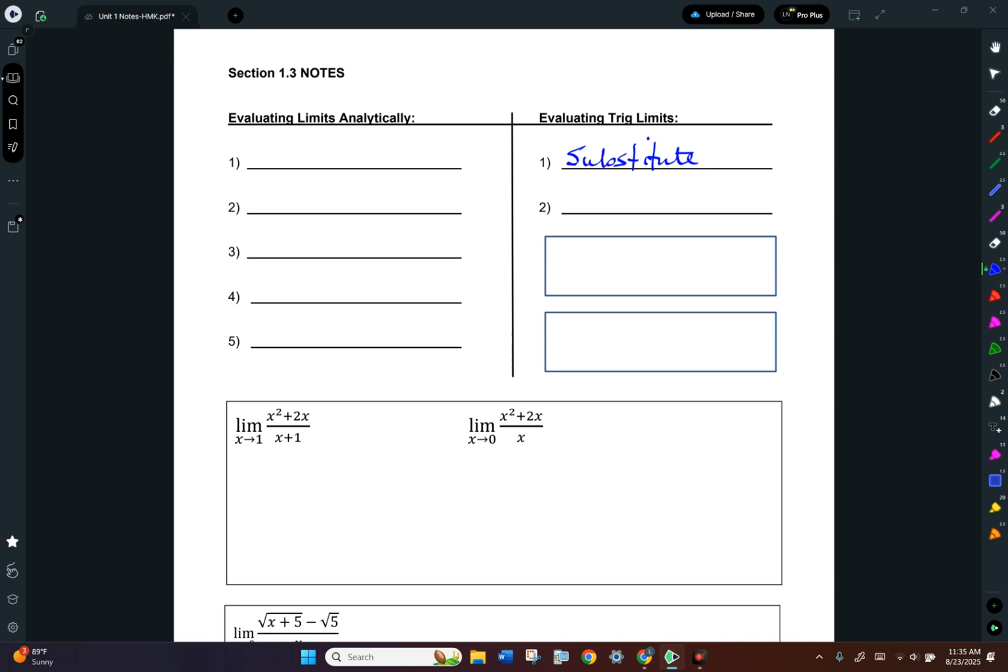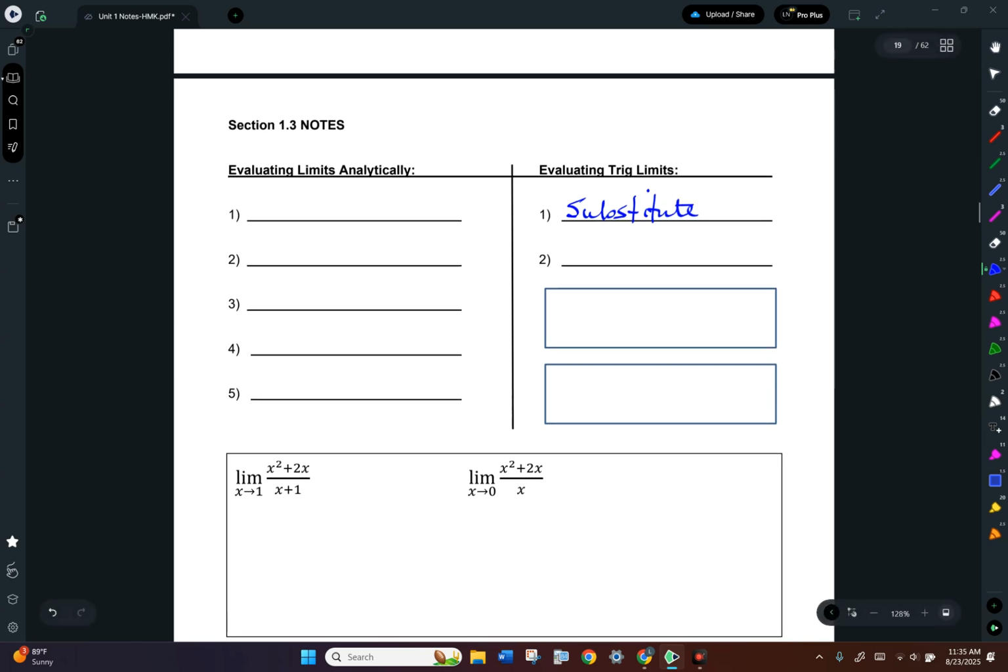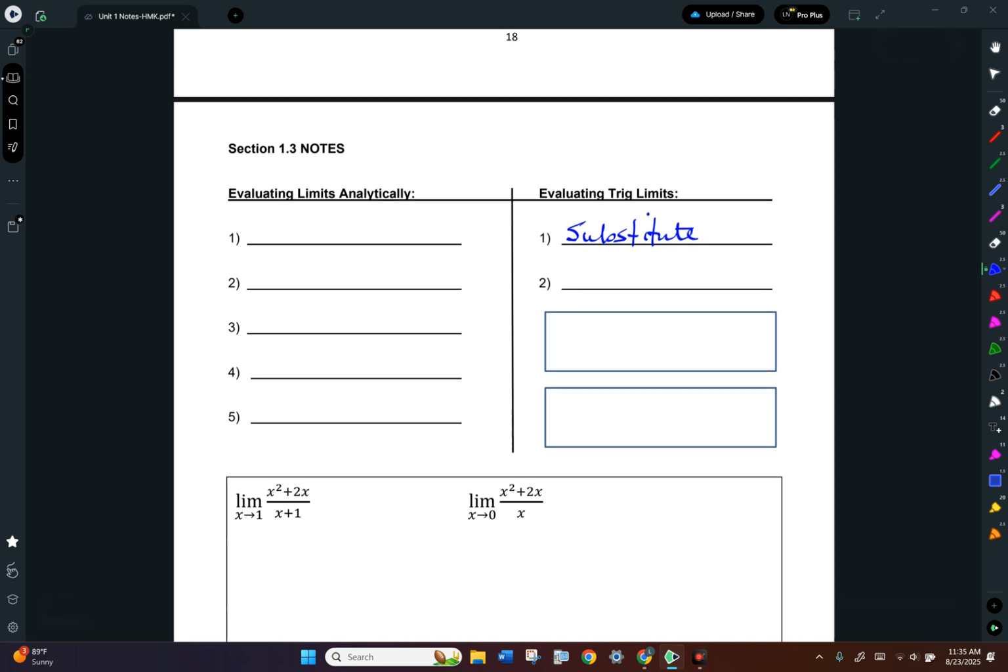Okay, substitute. Now, I don't have a specific example below because it fits into the same category as above, but usually when you have to substitute, these are problems that involve you remembering the unit circle back in trig, which uses the chart of values. Now, you may or may not be able to substitute.